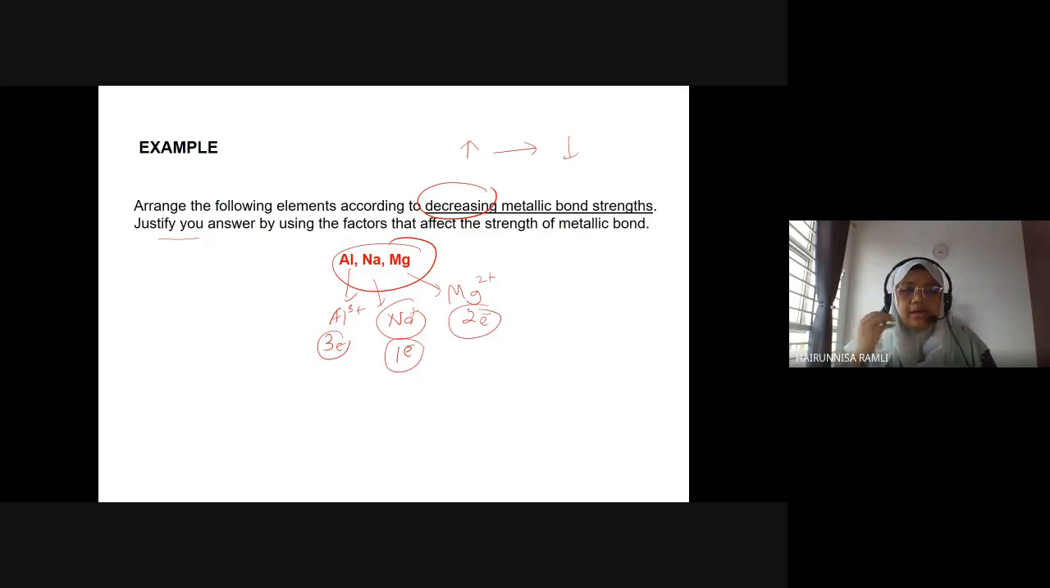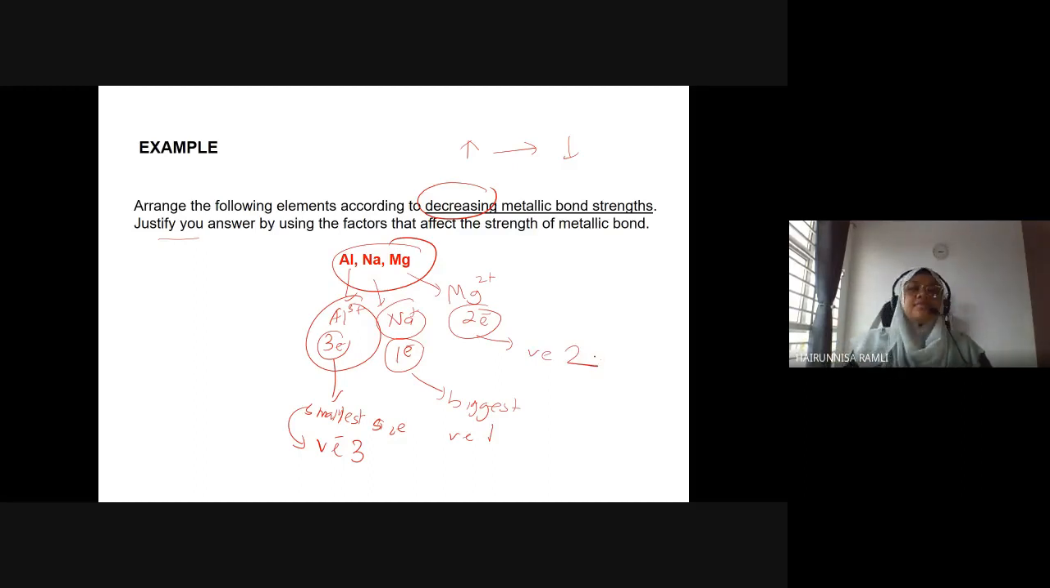Okay, these are all in the same period. So the further to the right, the smaller the size. So this is the smallest. At the same time, this is the smallest and also has the smallest size and the highest valence electron value. It has 3. This one is bigger, the biggest has only 1 valence electron. So this one in the middle has 2 valence electrons.